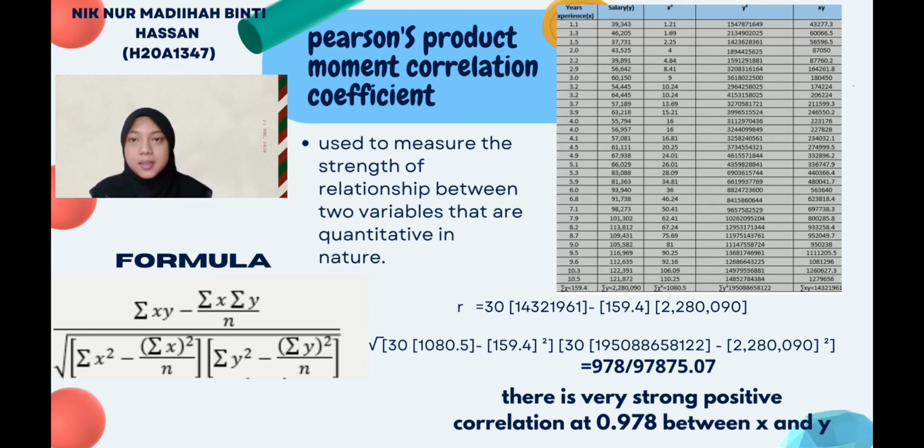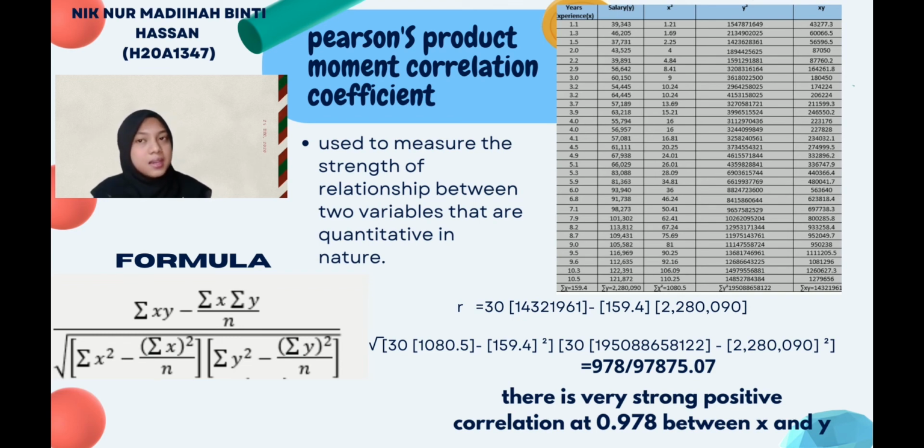The formula is summation xy minus summation x times summation y, divided by n, the number of data. After that, you take the square root of summation x squared minus summation x squared divided by the total of data, and likewise for summation y. Then you can get the final answer.